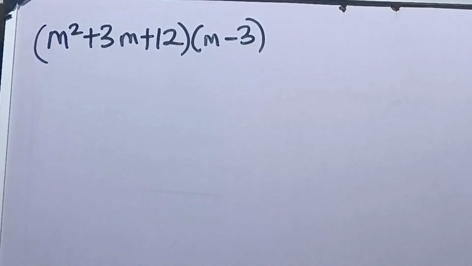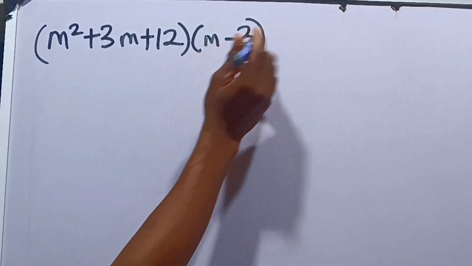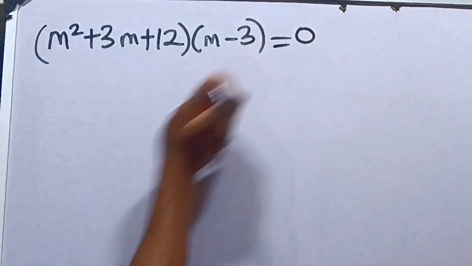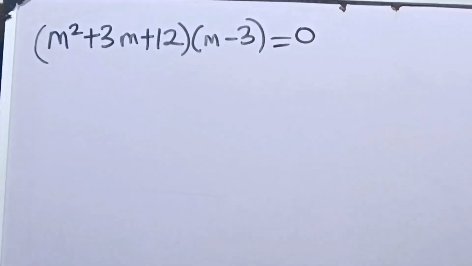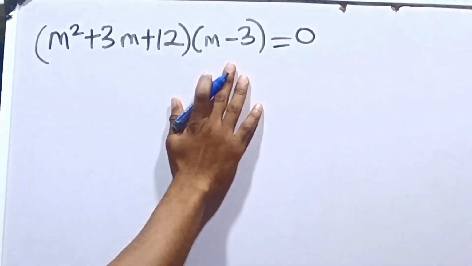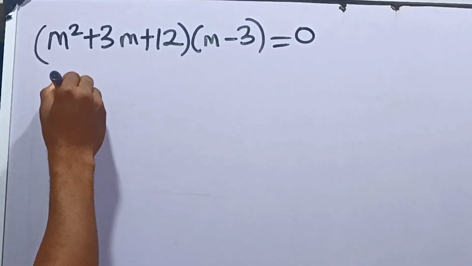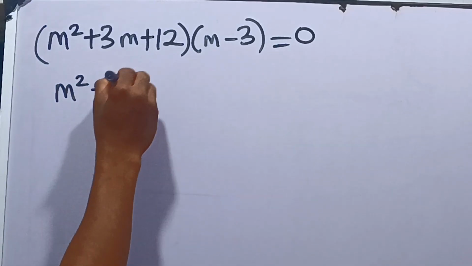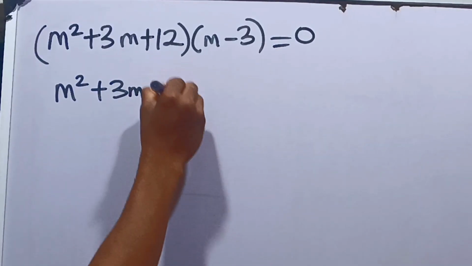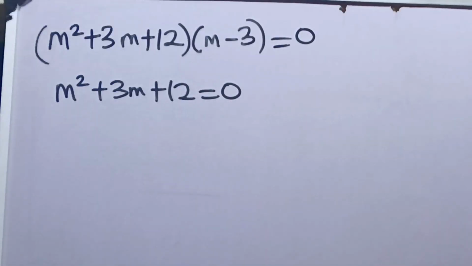Okay? We have m squared plus 3m plus 12 multiplied by m minus 3 is equal to 0. Okay? Now, when the product of things is equal to 0, it's either the first one is equal to 0 or the second one is equal to 0. So it's either that m minus 3 is equal to 0, implying that m is equal to 3, which we've said initially. Now, the second one is that m squared plus 3m plus 12 is equal to 0. From here, you can use the quadratic formula to solve this.